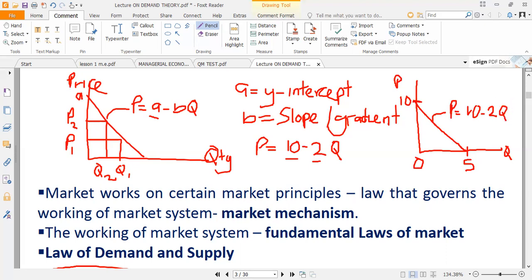So you and me are defined to having a rational behavior. We always want more for less. Whenever the price goes up, we're going to demand less. If the price goes down, we're going to demand more. So we are always wanting more for less. That is what a human mind is made of. We have a rational behavior.